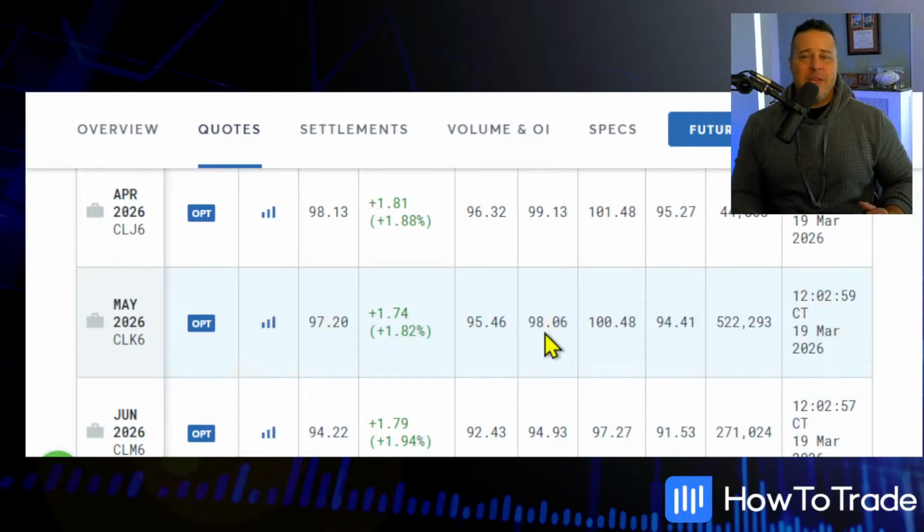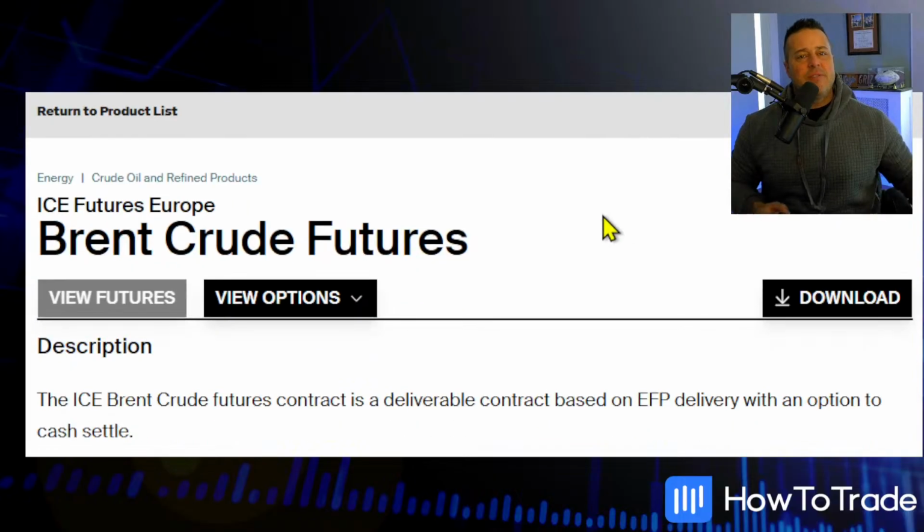May WTI. That's what we're trading right now. So that's through the CME. Now, Brent futures is different. That's through ICE Futures Europe. This contract is widely traded, but it's not necessarily hugely popular among folks that are in the retail space.